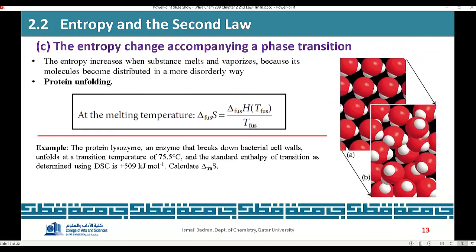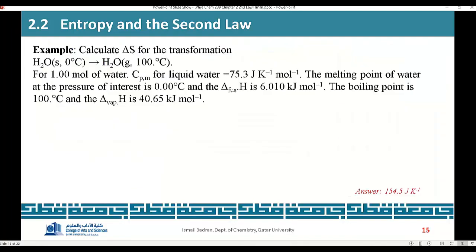So you can now use this equation along with the other equation for the transition, which is this one, to solve a whole system like this. In this example, it says calculate delta S for the transformation of H2O solid at 0 Celsius to H2O gas at 100 Celsius, for 1 mole of water. He's providing you with the Cp of liquid water, and he's also giving you the melting point of water, which is 0, and the boiling point of water, which is 100. He also gave you the delta H of melting and delta H of vaporization.